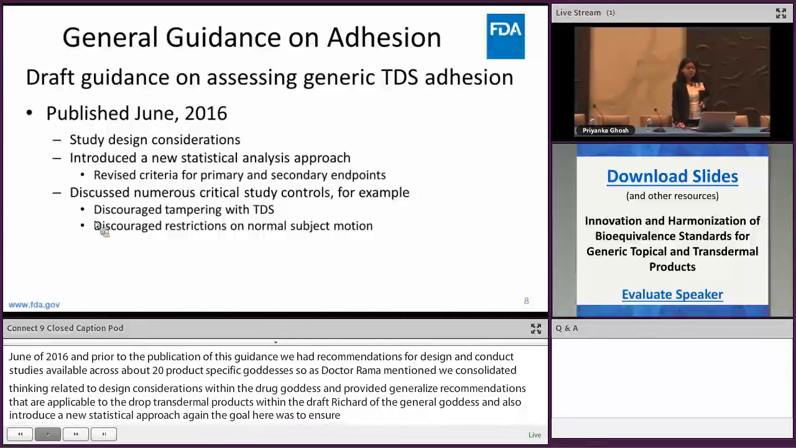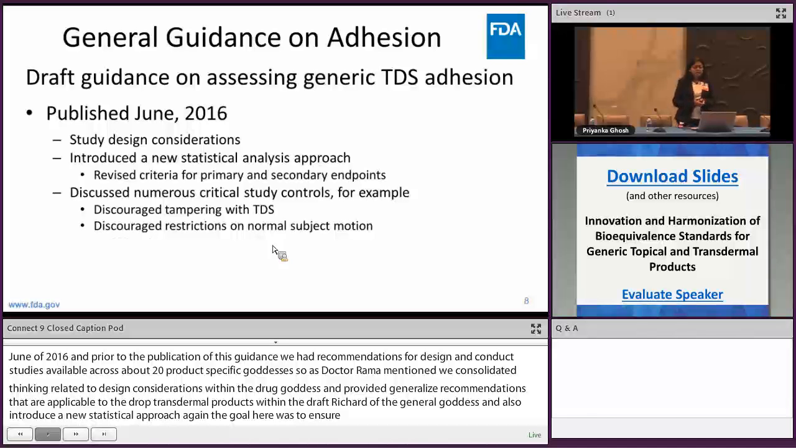We also provided some critical information related to study control, such as tampering with the TDS system is not allowed during the study, or normal subject motion should not be restricted, such as subjects should be allowed to shower during, say, for example, evaluation of a 7-day transdermal product, and so on and so forth.